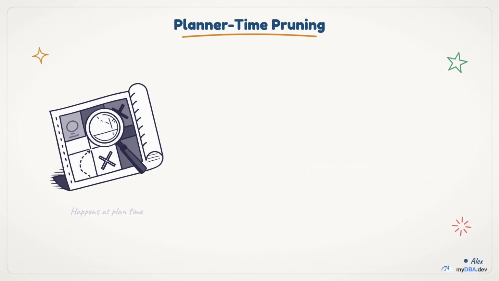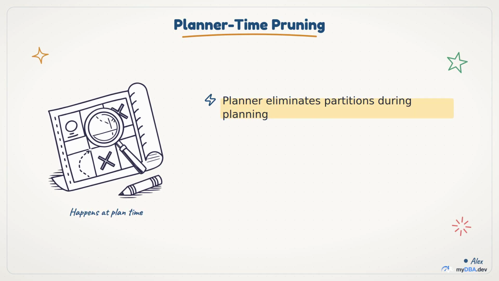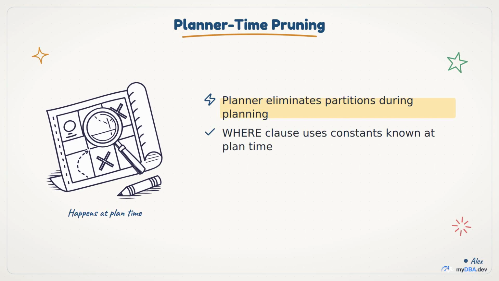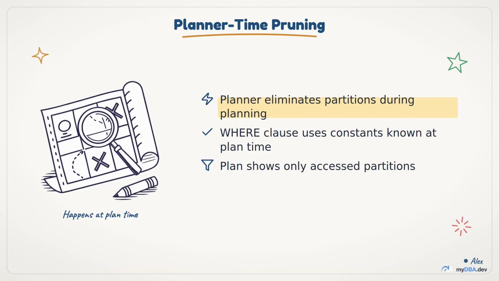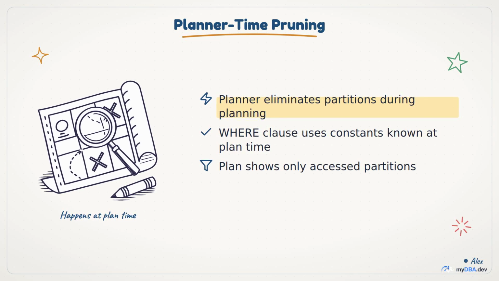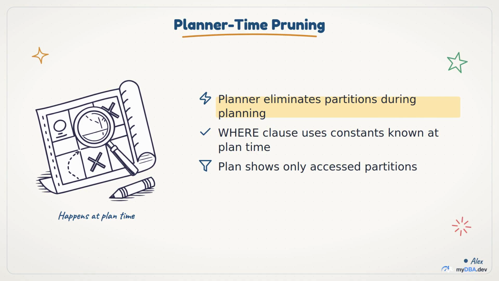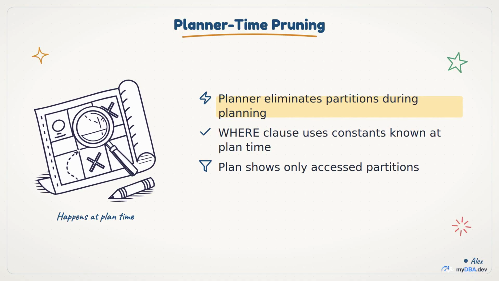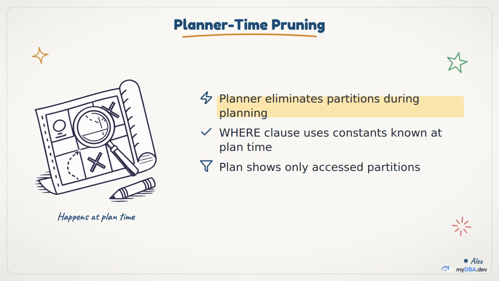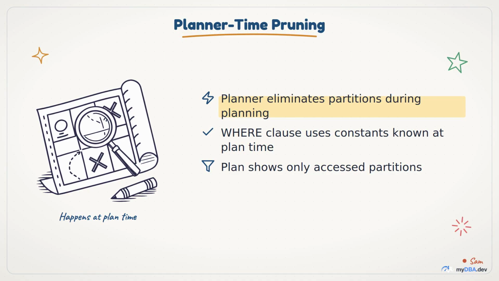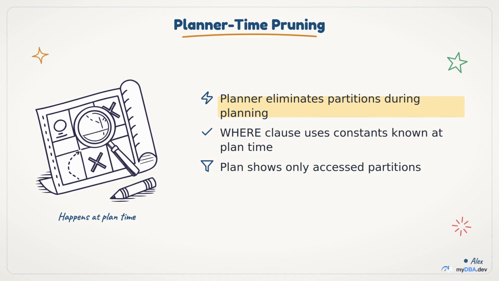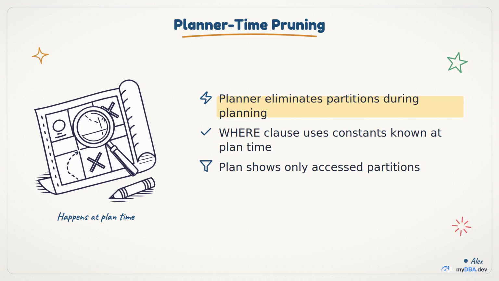Planner time pruning happens when the planner looks at your where clause and immediately rules out partitions before execution even starts. You write where order_date equals January 1st, 2024, a literal constant. The planner knows exactly which partition holds that data. It builds a plan that touches only that one child table. So the plan itself is already narrowed down? Exactly. Run explain, and you'll see only the partitions that survived pruning.